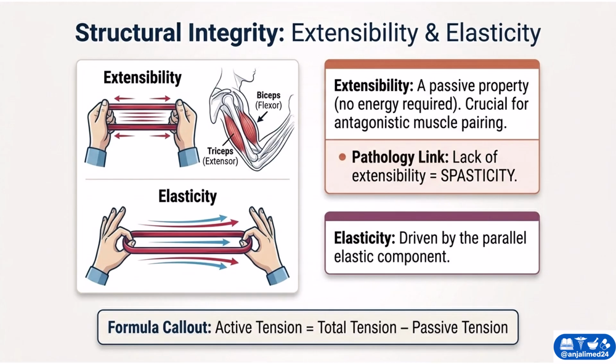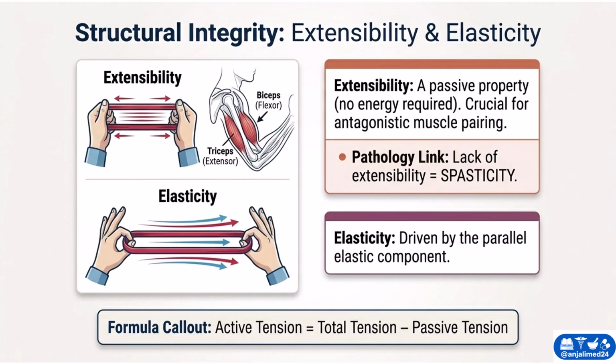This property is very important in antagonistic muscle pairing. For example, when the biceps contracts, the triceps must stretch. Without extensibility, smooth coordinated movement would not be possible. Now look at the pathology link. Loss of extensibility can lead to spasticity, where muscle becomes stiff and resists stretching.